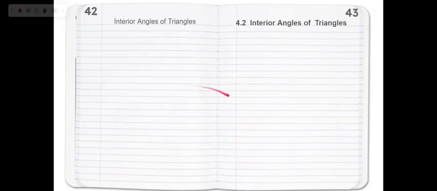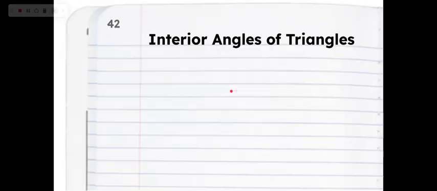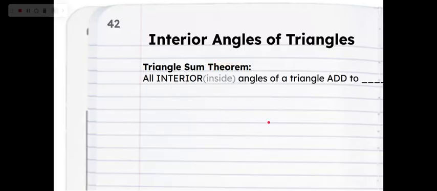If you can go to your next two pages and title them Interior Angles of Triangles. This is lesson 4.2 this year. And I'm going to go to the left side. And what we just did on our warm-up was something called the triangle sum theorem. Sum means add. So what that states is that all the inside angles of a triangle add up to a magical number. That magical number is 180 degrees.